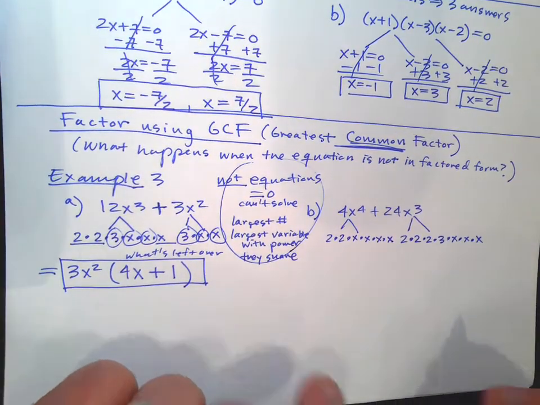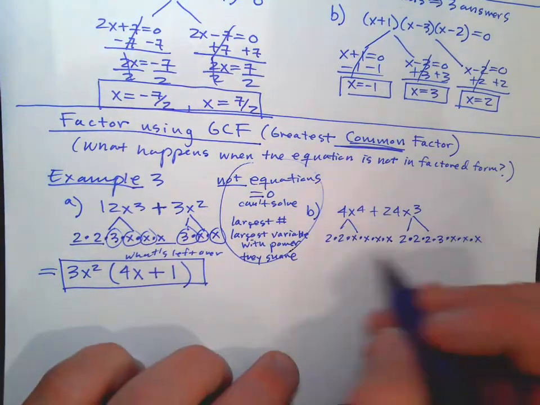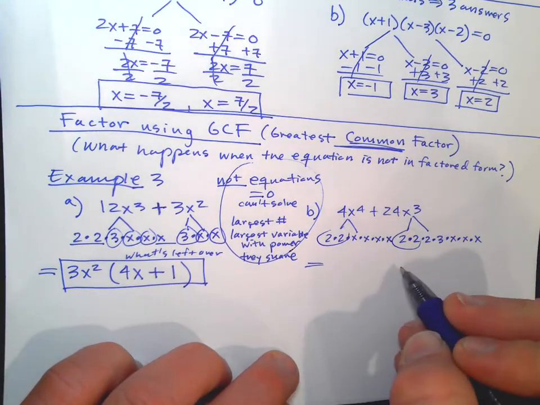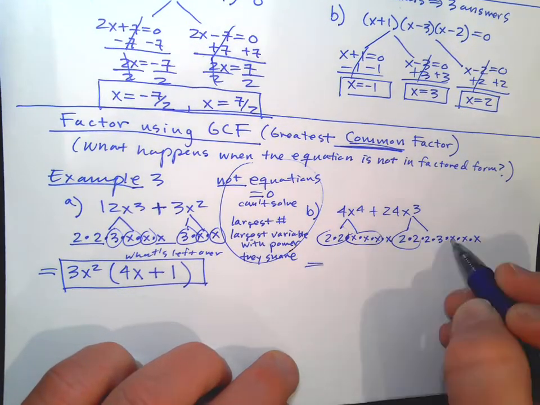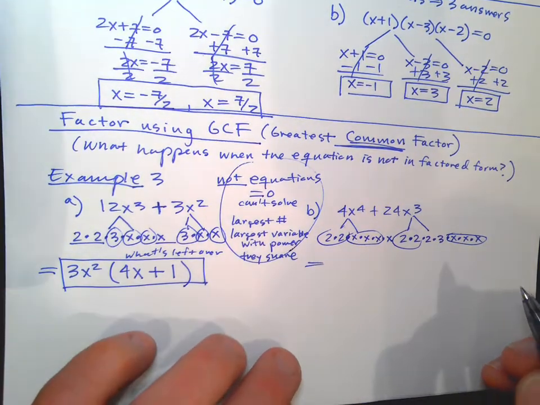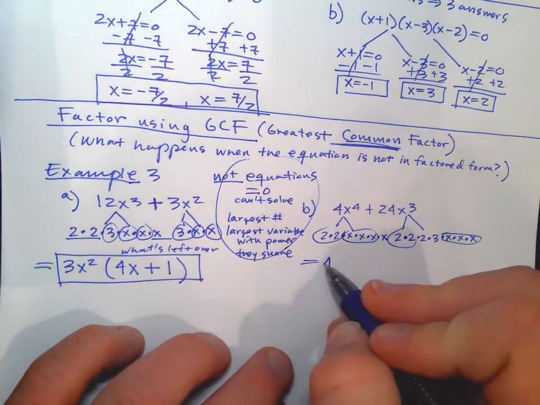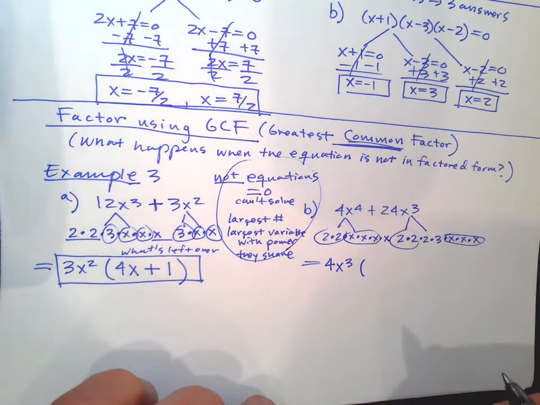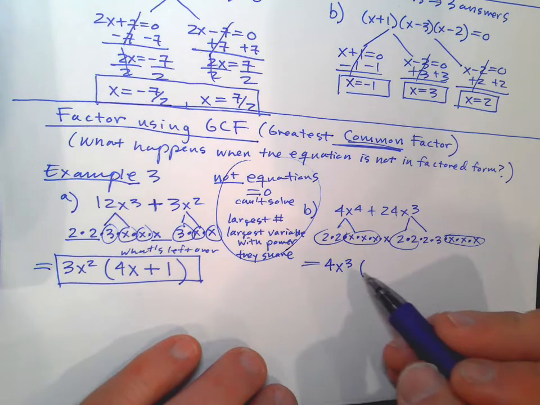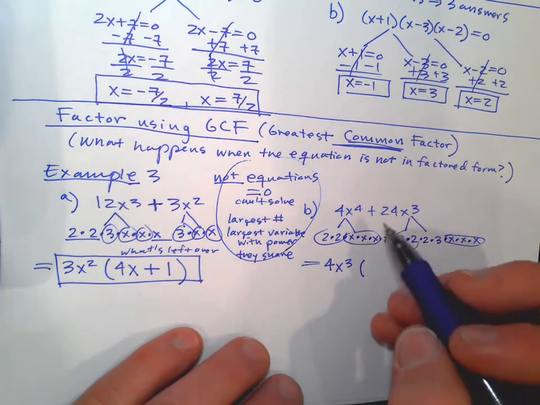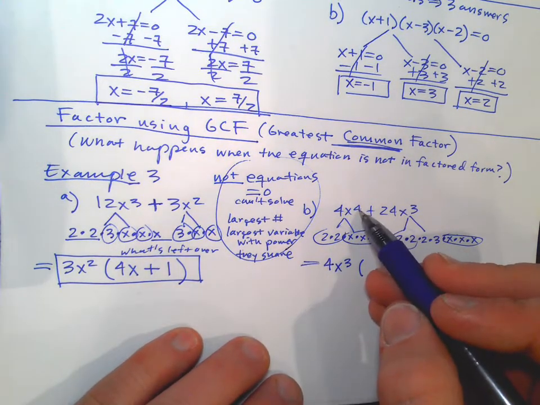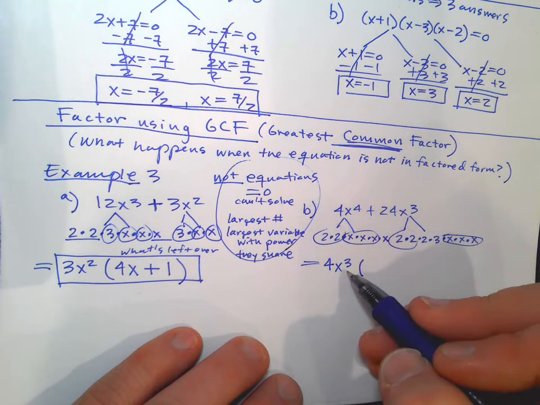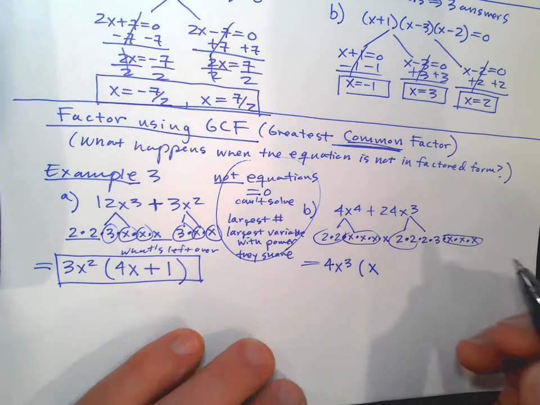So I'm just breaking it down. Now, what do they have in common? They both have two 2's. They both have three x's, right? So 2 times 2 is 4. X times x times x is x cubed. That's what we're pulling out. Now, what we're doing is we're dividing it out. It's like we're undistributing it. So 4x to the 4th divided by 4x cubed. The 4 divided by 4 is 1. X to the 4th divided by x cubed is x. 1x, we just write x.